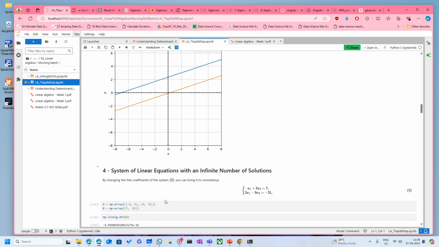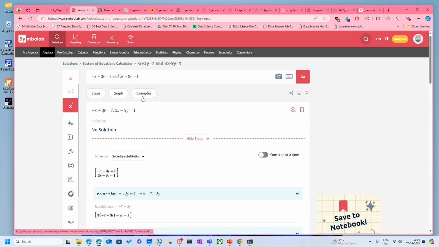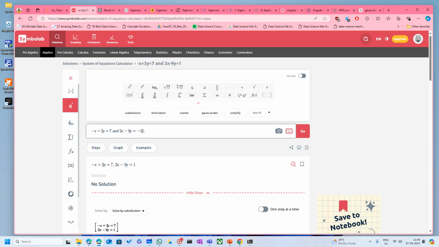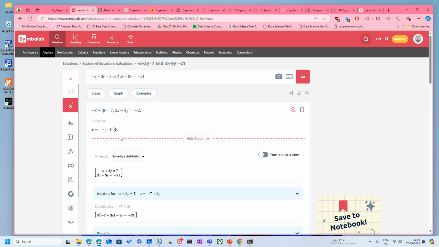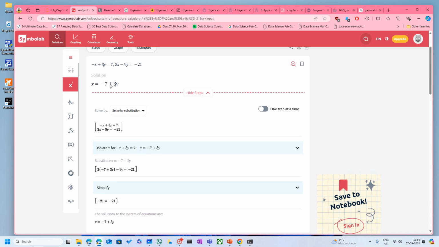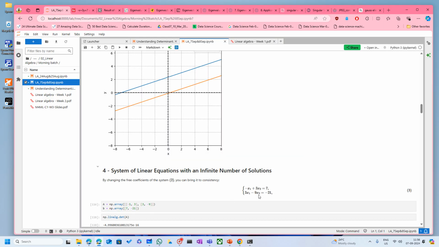Let's look at another example where we'll make a minor modification. Instead of 1, we'll use minus 21, and we will see what it means to have multiple solutions. Irrespective of what method you use to solve, you notice that one of the equations gets cancelled. If you pay attention, one is a multiple of the other. 7 times minus 3 is minus 21. 3 times minus 3 is minus 9. Minus 1 into minus 3 is plus 3.